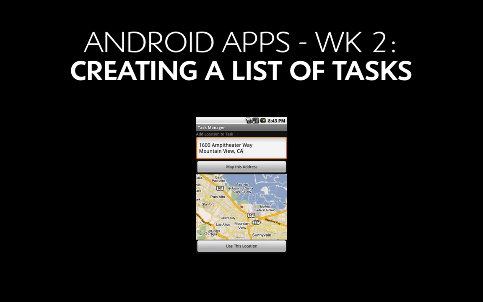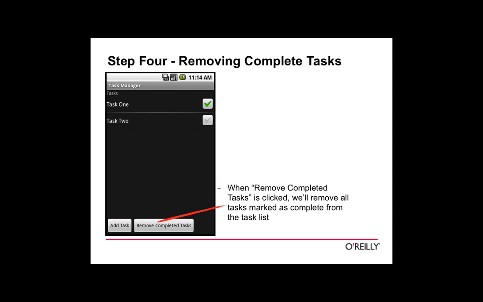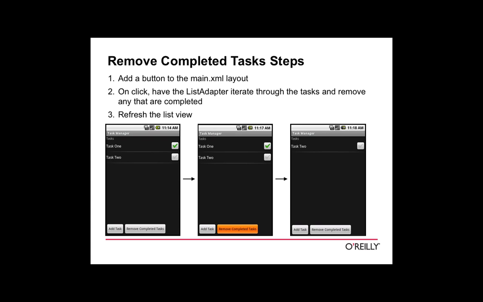Let's forge on ahead. There's one more thing we need to do. We want to remove all completed tasks. So we're going to do that by just having a button down here, a simple affordance to remove the completed tasks. We'll add a button at the bottom, and when that guy is clicked, we'll ask the adapter to remove all the tasks that are in the completed state. And that should be pretty simple to do too.